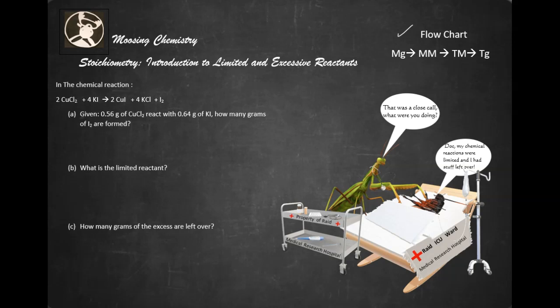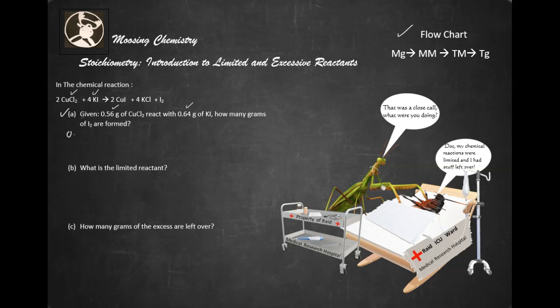2CuCl2 plus 4KI yields 2CuI plus 4KCl plus I2. Now, in problem A, given 0.56 grams of CuCl2 react with 0.64 grams of KI, how many grams of I2 are formed? We have this reactant here and this reactant here, and we have the masses of both. So we have to see which one produces the least amount. The one that produces the least amount is the amount of grams of I2 that can be formed. Okay, so let's go ahead and do it.